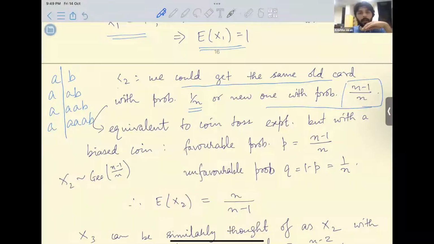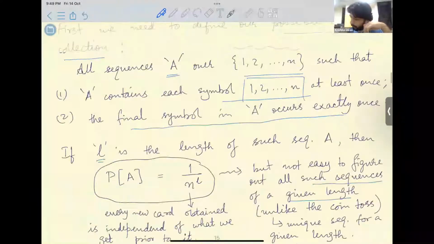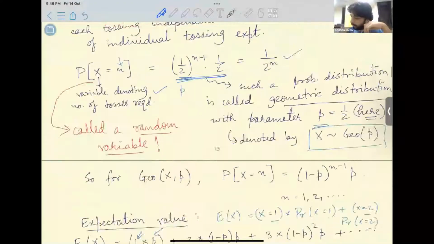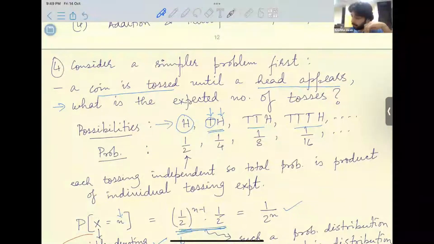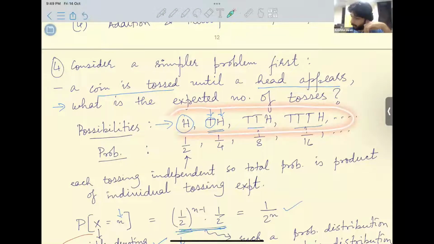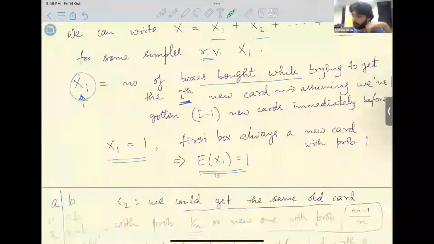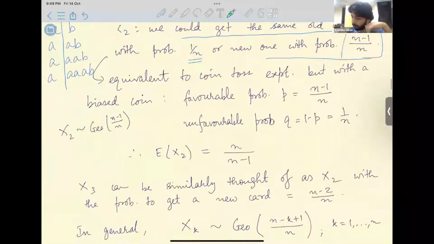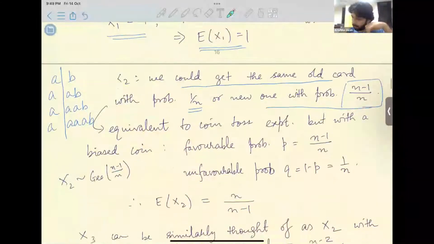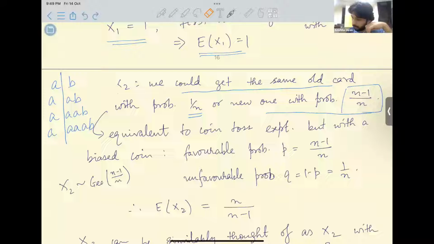So if you recall the coin tossing experiment, let's go back once again. This is exactly like this. I could have obtained H. I could have obtained TH, TTH, and so on. Okay. So my X_2 is similar to a geometric distribution, right? My X_2 is similar to a geometric distribution. Okay.